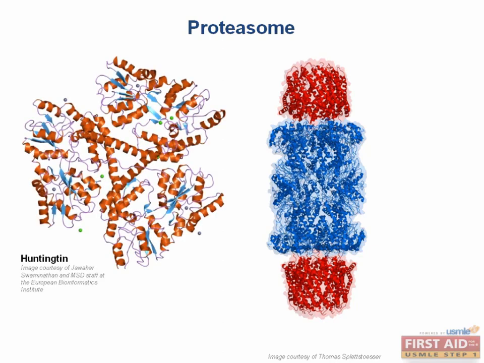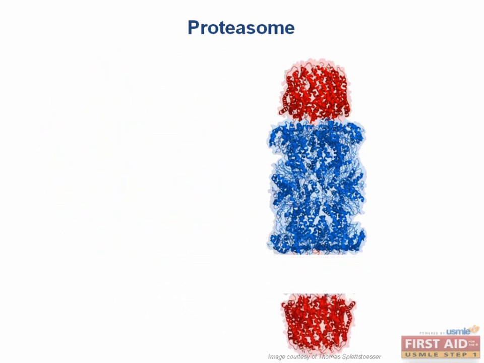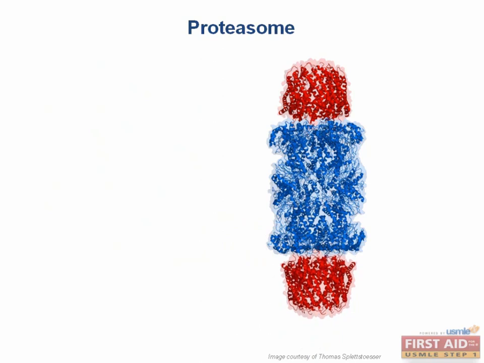So here's a protein that in some cases we might not want to have around, so we want to degrade it. This is the protein Huntingtin, which aggregates and causes Huntington's disease. Proteins that need to be degraded are recognized and then modified by enzymes called ubiquitin ligases, which covalently attach a small protein called ubiquitin to the target protein. Ubiquitin binds to the proteasome's cap, which causes the barrel to open and allow the protein inside, where it is degraded.